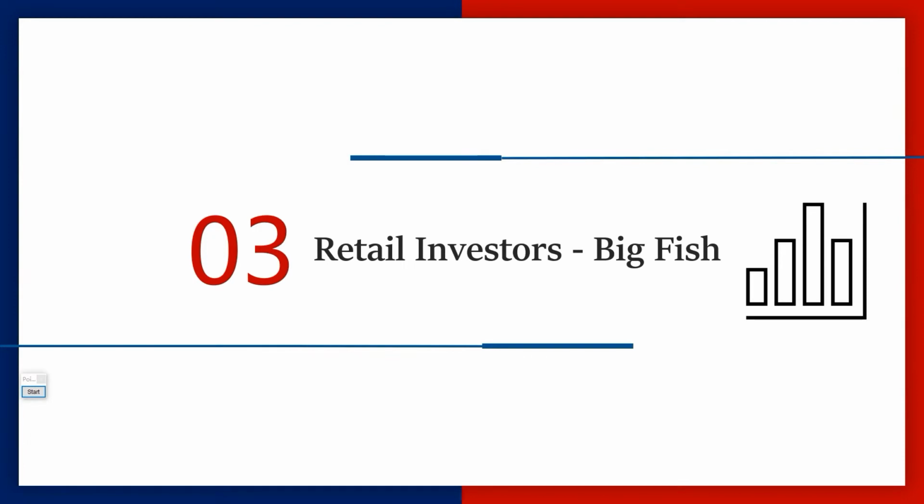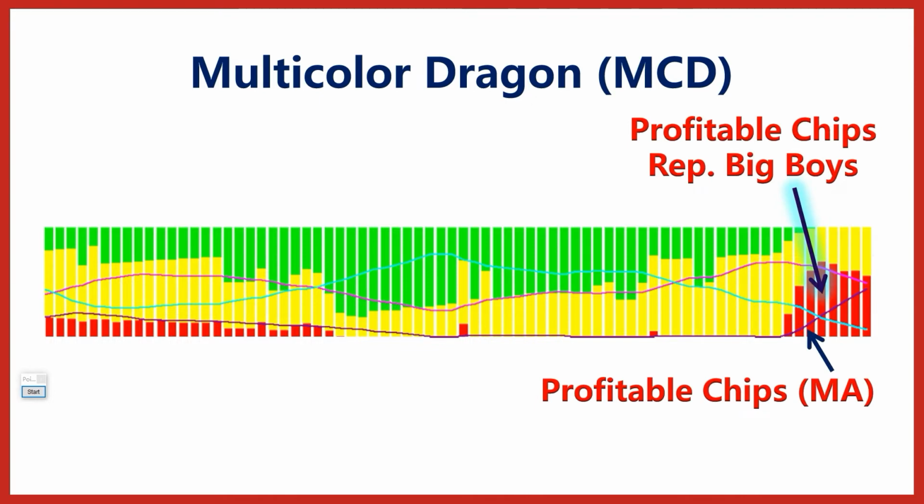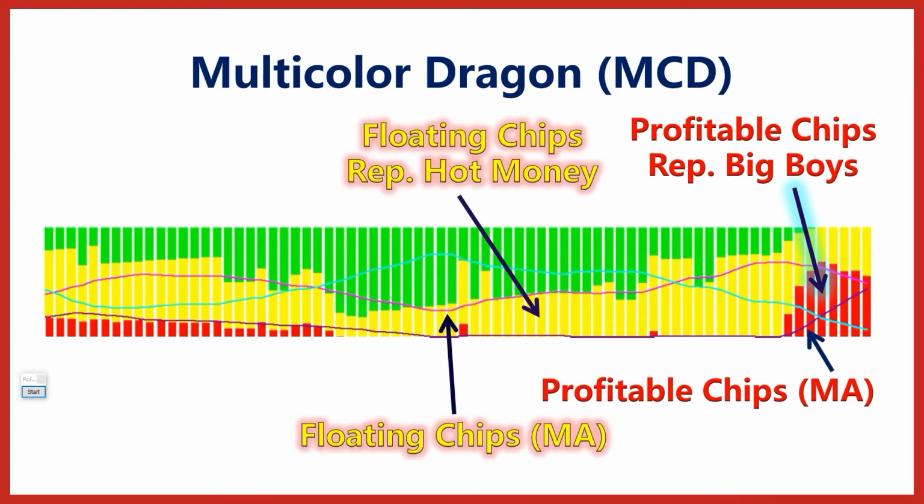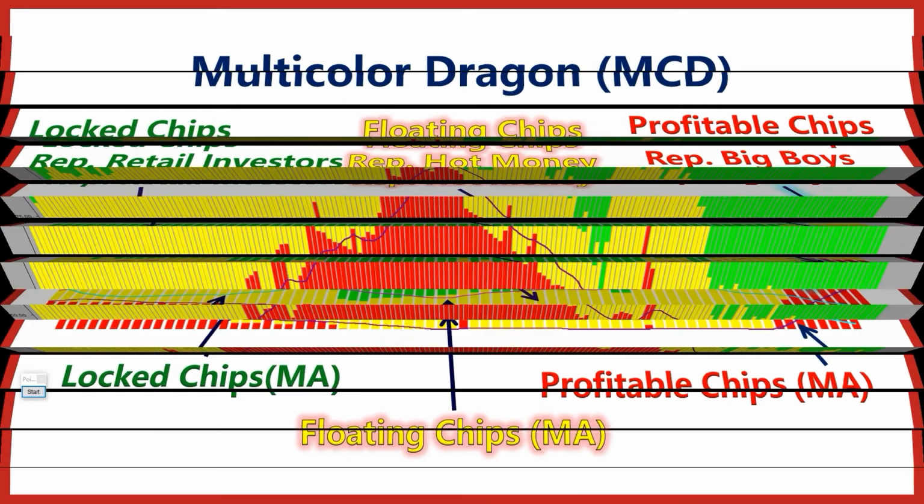But how do you know whether the big fish is currently playing or not? And how can we know whether many retail investors play here? So we must use technology, the magical indicator, to help us follow the big fish. Here, the multicolor dragon can tell who is currently playing here. In this indicator, the red bar we can understand as big fish. The yellow bar we can understand as hot money. The green bar we can understand as retail money. So you see how it works.